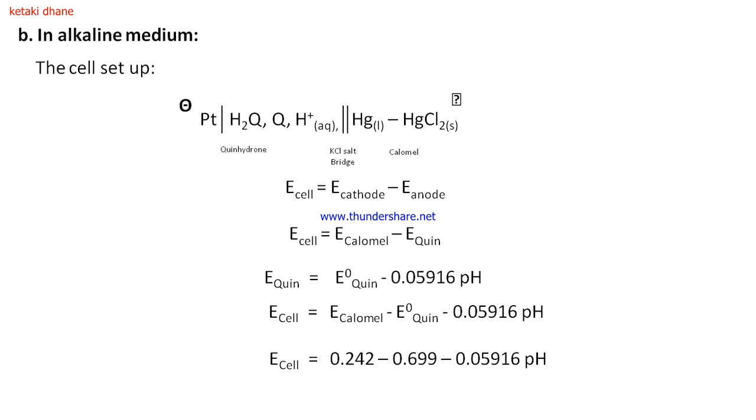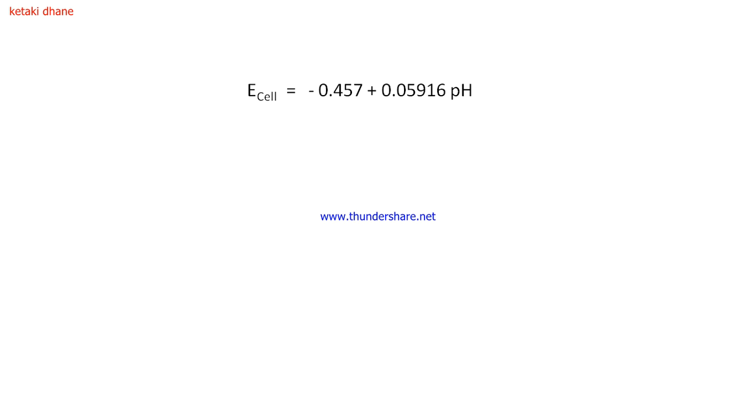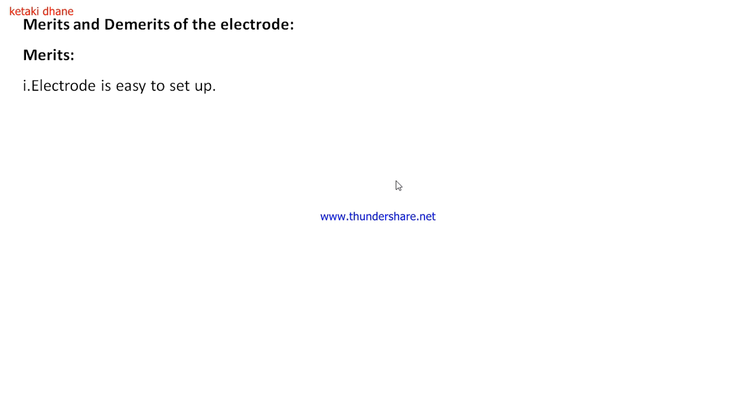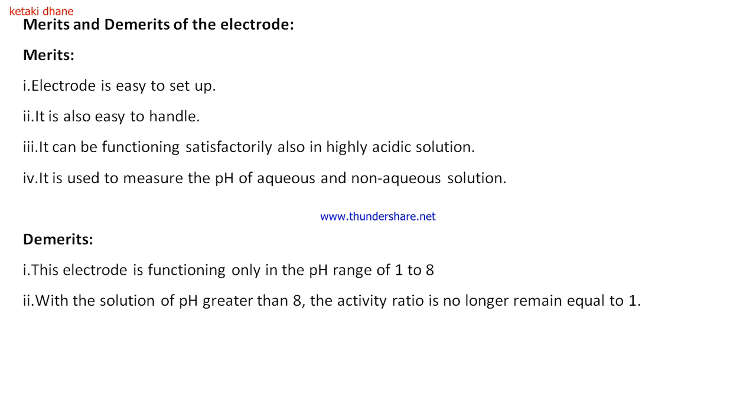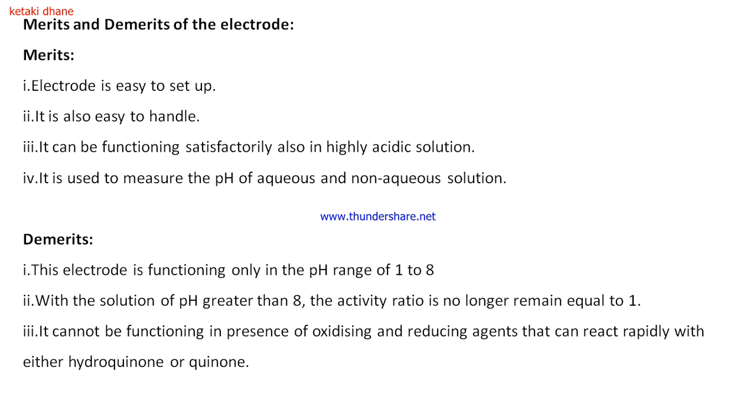So by simplifying this equation, these are the potentials, and when we are going to measure the pH of these electrode cells, pH equals E cell plus 0.457, divided by 0.05916, after simplifying the equations. Now some of the merits and demerits of these electrodes when we use the indicator and a reference electrode.